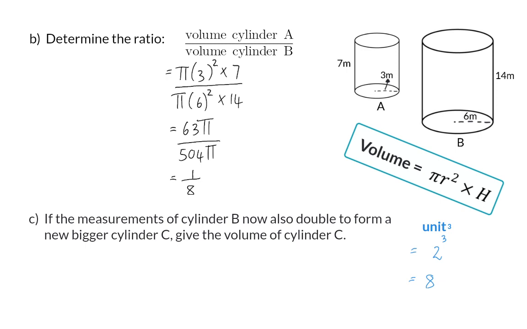We know that the volume of cylinder B is 504 pi. And we just saw that if all the measurements of a cylinder are doubled, the volume will become 8 times bigger. So the volume of cylinder C will be 4032 times pi, and rounded to 2 decimals, that will be 12,666.9 meters cubed.